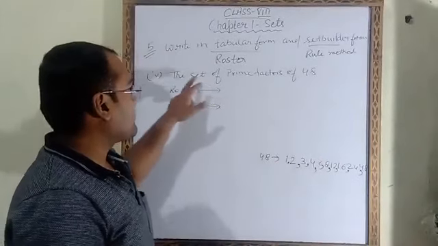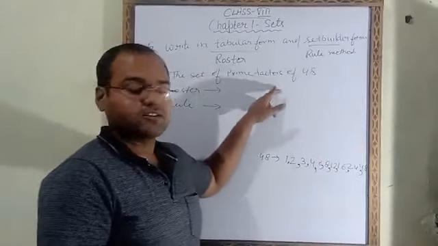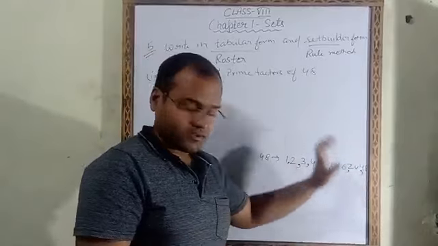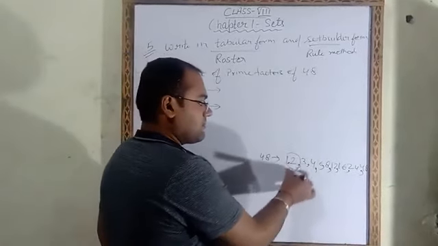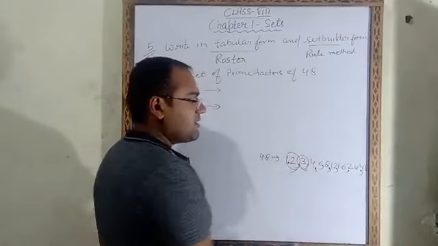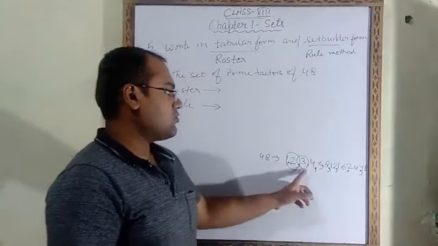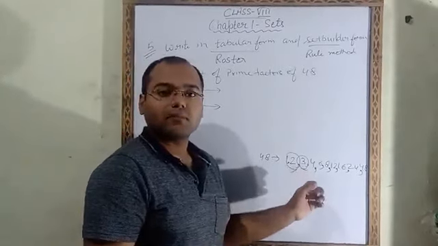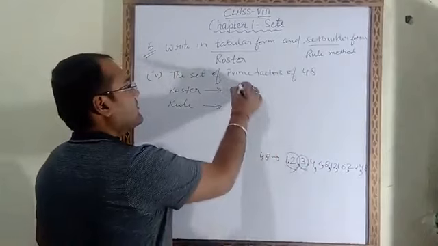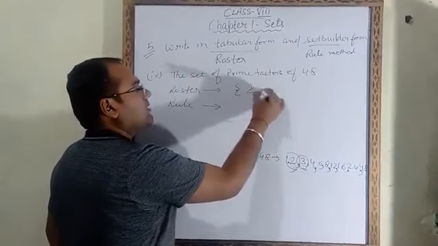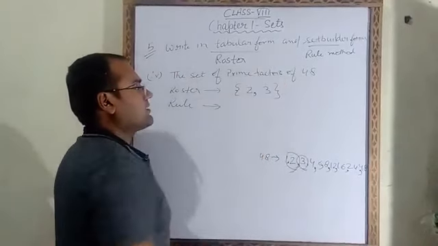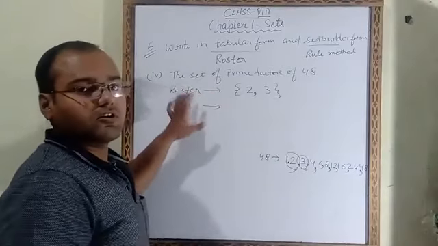But what do we have to write? We have to write the prime factors. So which prime numbers are there in this? 2 is a prime number, 3 is a prime number. Only 2 numbers here are prime. So we have to write here 2, 3. This is the answer of the roster method.